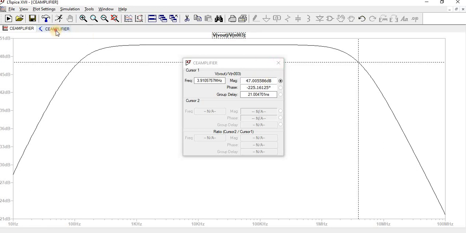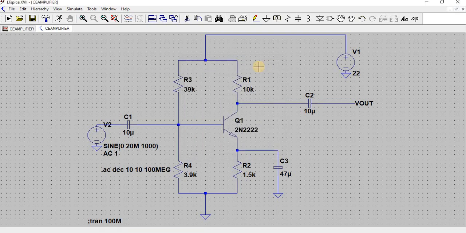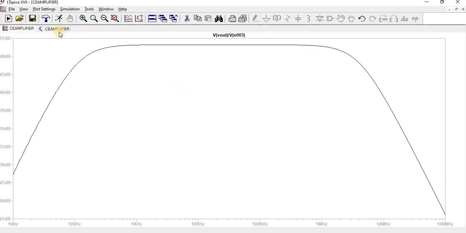So this is how we can use a common emitter configuration for amplification purposes, and this is how we can find the frequency spectrum for a common emitter amplifier.